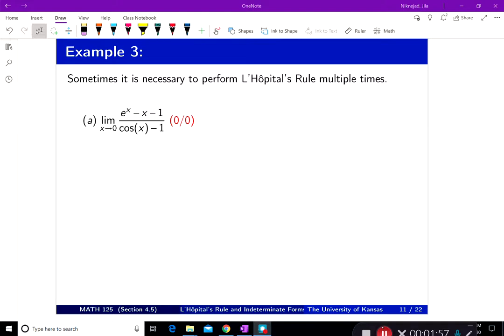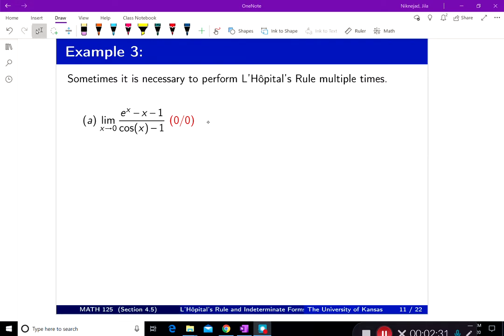Different scenarios can happen with L'Hopital rule. One scenario is that you have to do L'Hopital rule multiple times to end up with the right answer. Here, the limit as x approaches 0 of e to the power x minus 1 over cosine of x minus 1. If I plug in, I get the 0 over 0 form.